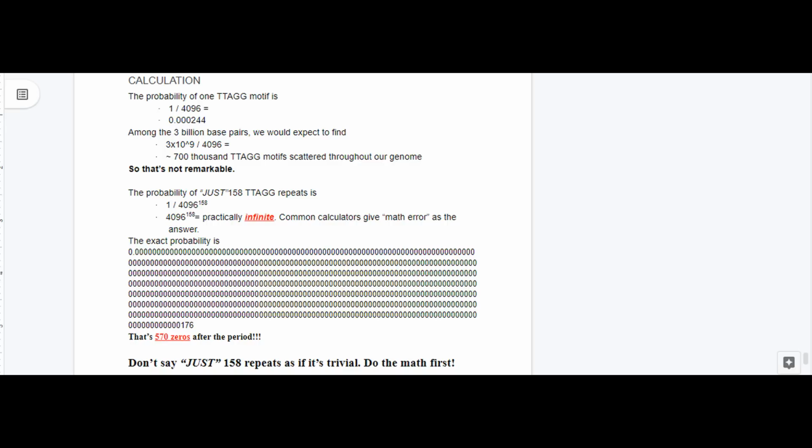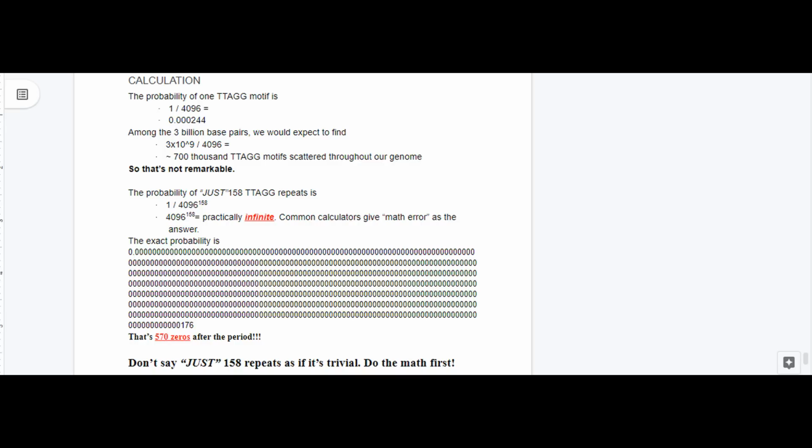Third, the chance of finding one telomeric motif in the genome simply by random chance is 1 in 4,096. With 3 billion base pairs, we would expect to find over 700,000 of these scattered throughout the genome and another 700,000 of the inverse complementary sequence. So, finding telomeric DNA in the rest of our genome isn't surprising, but that is just about one motif. What about 158 repeats? We don't find those throughout the genome, which isn't surprising.